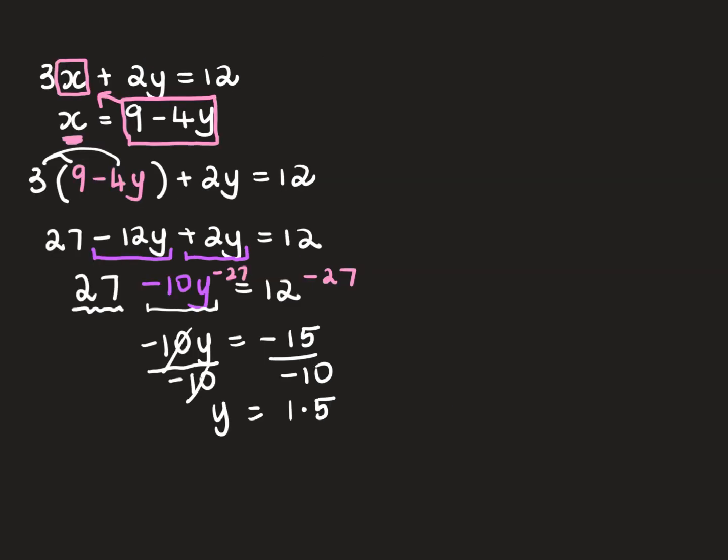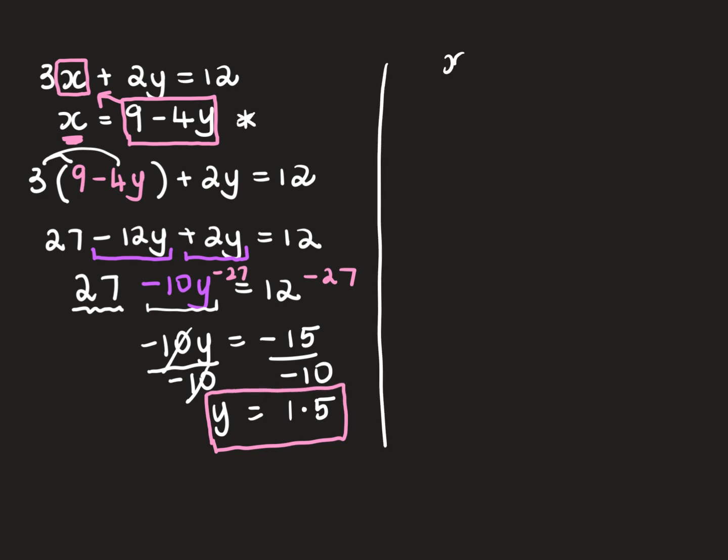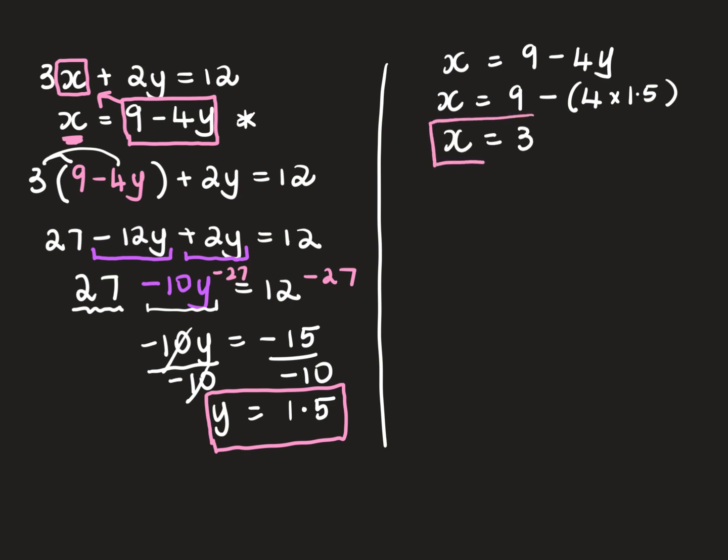Now, remembering that I have found y here, but I haven't finished the problem because I've also got to find x. So I'm going to write down one of my equations again. Use this one here. X is equal to 9 minus 4y. So x is going to equal 9 minus 4 lots of 1.5. Just pop that in my calculator. And I get x is equal to 3. So our solutions here, x equals 3, y equals 1.5.